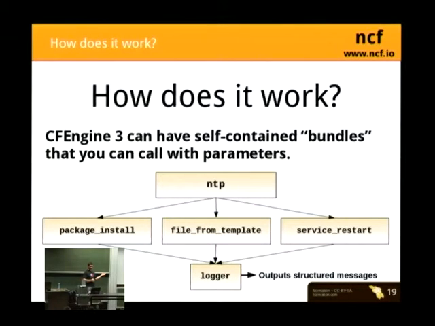So what we did in this example is we have an NTP bundle that calls out to four sub-bundles. I only put three on the slide, but there's four. And they all, in turn, call out to another bundle at the bottom, which is called logger, which, as you would expect, sends these log lines. It's pretty simple, but it's pretty powerful in the end. As you can see, there are several different layers here.